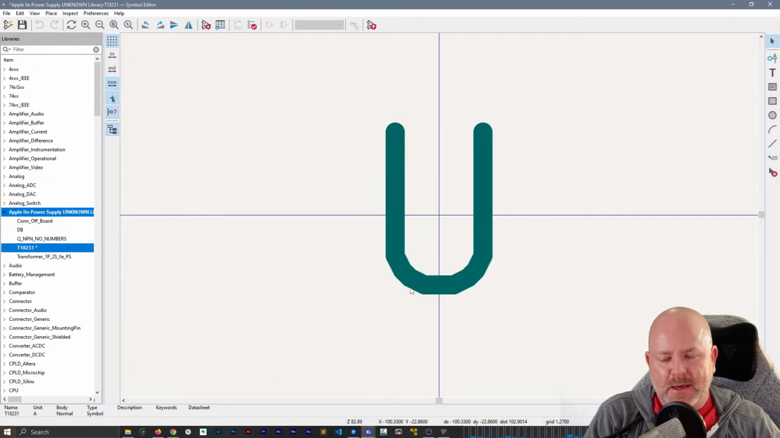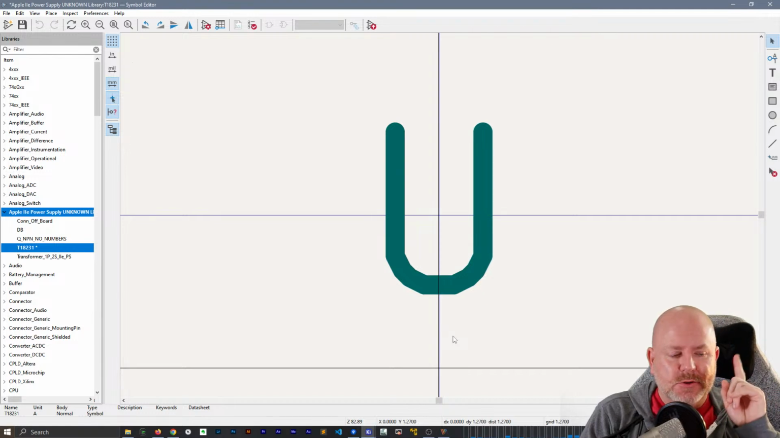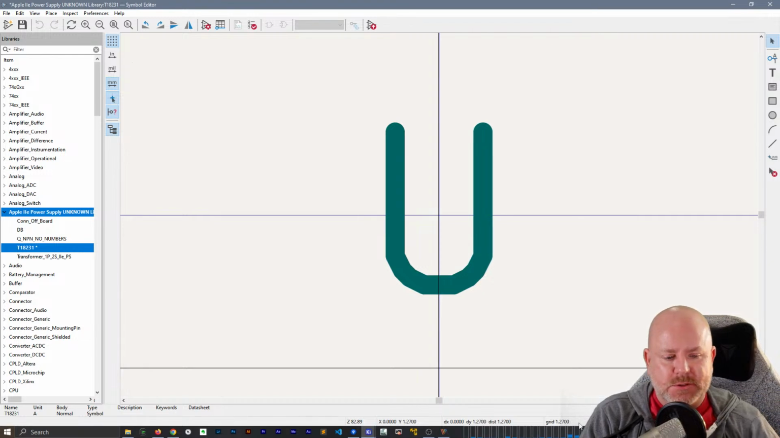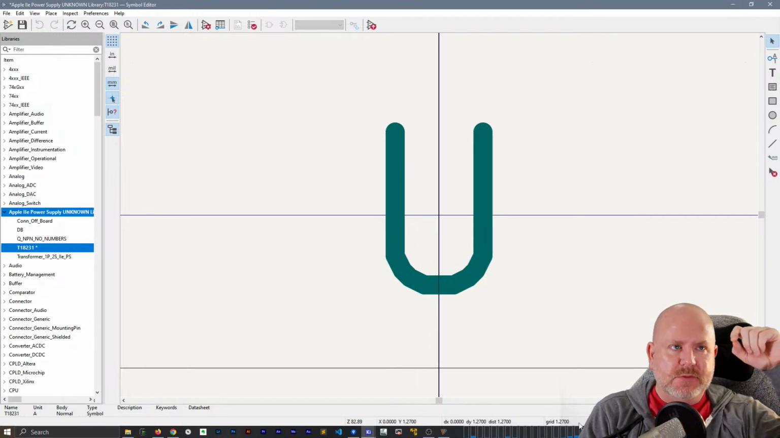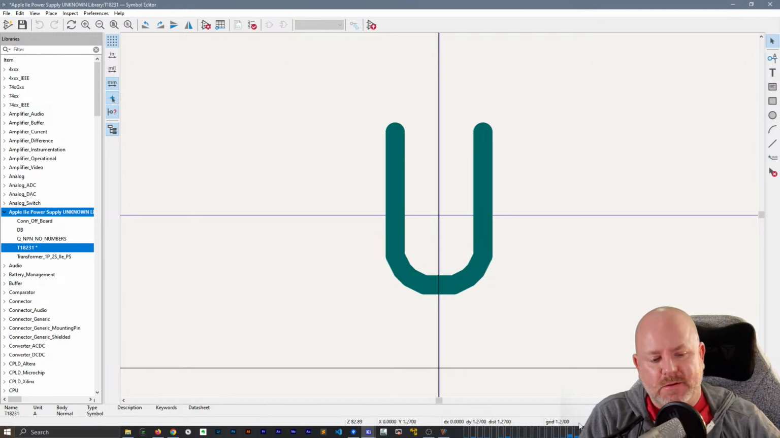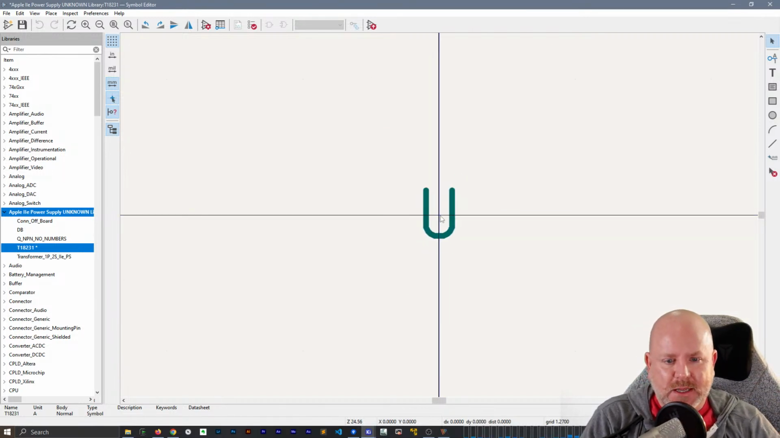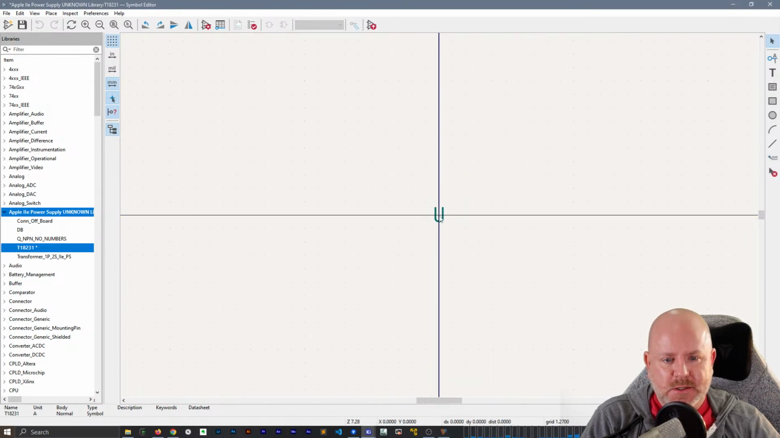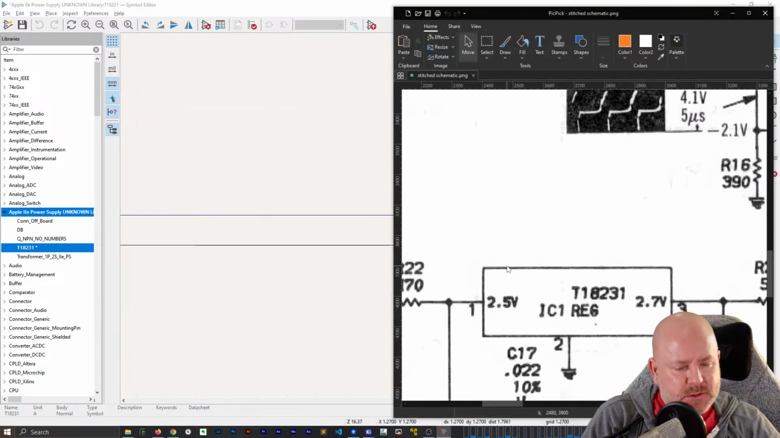One thing I will check, and I usually forget to do this, but it's really important. I've been trying to make sure that my symbols are made with a 1.27 millimeter grid, even though in my schematics I usually use 0.635 because it's a little bit finer. But I like to make sure that at least the core of the symbol is on the big grid so that it's more compatible with things.